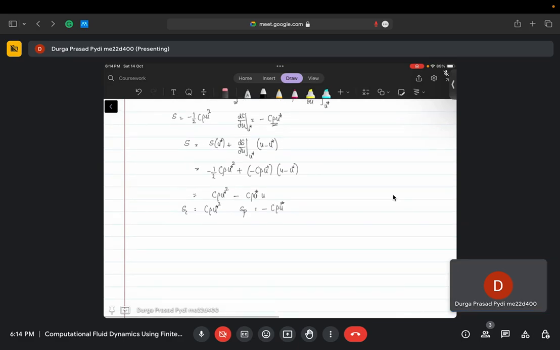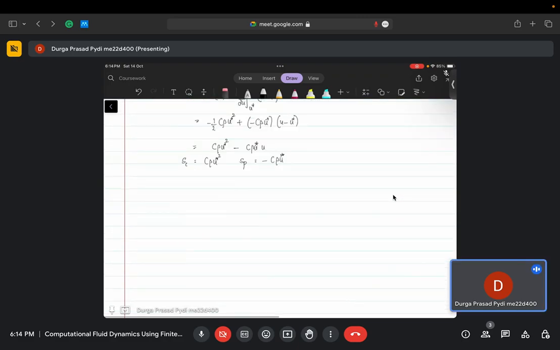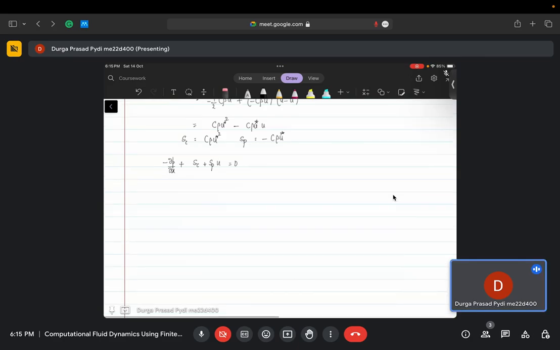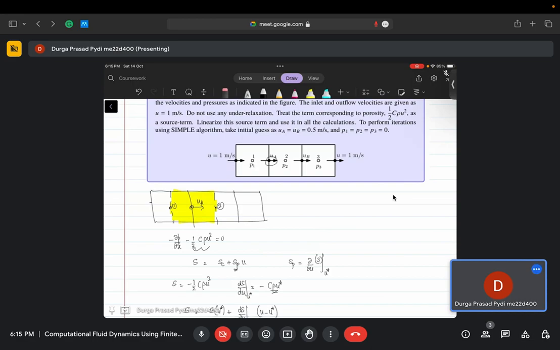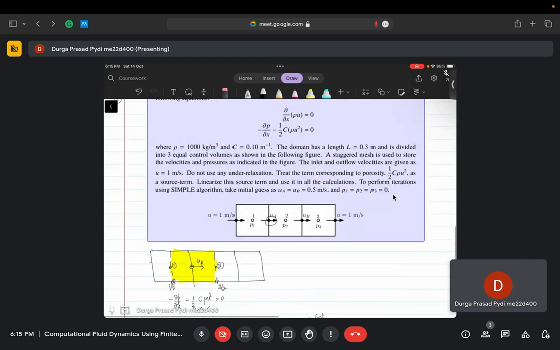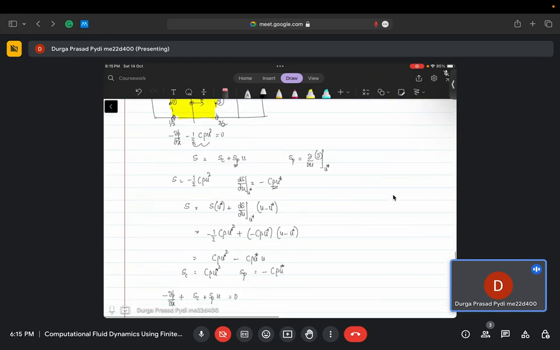So I have minus del p del x plus some c, SC plus SP times u equal to 0. So if this is the equation I want to discretize in this particular domain, this is at x equal to half to x equal to 3 by 2, or what is the delta x? This is 0.1. Yeah. So let's say this is x1 and this is x2. So how do you do your discretization?